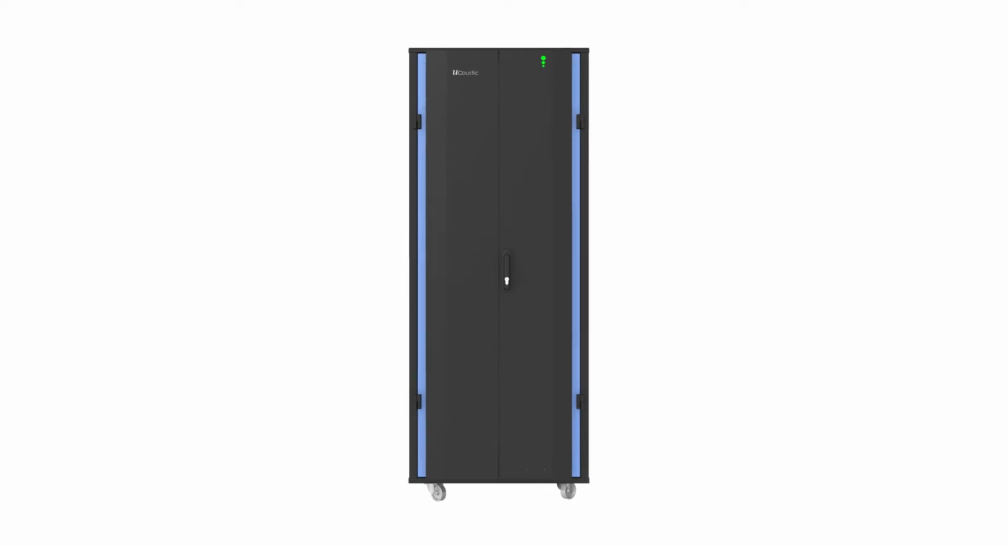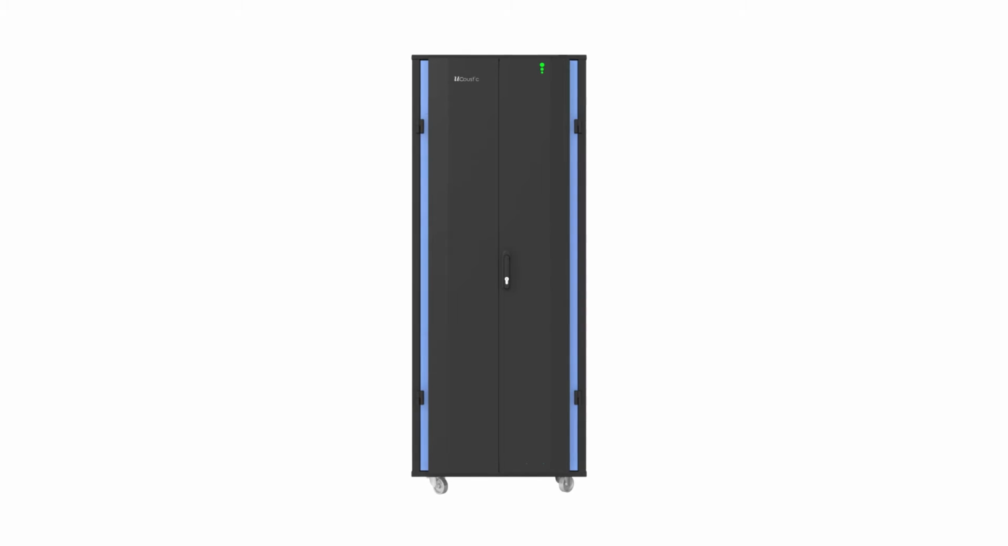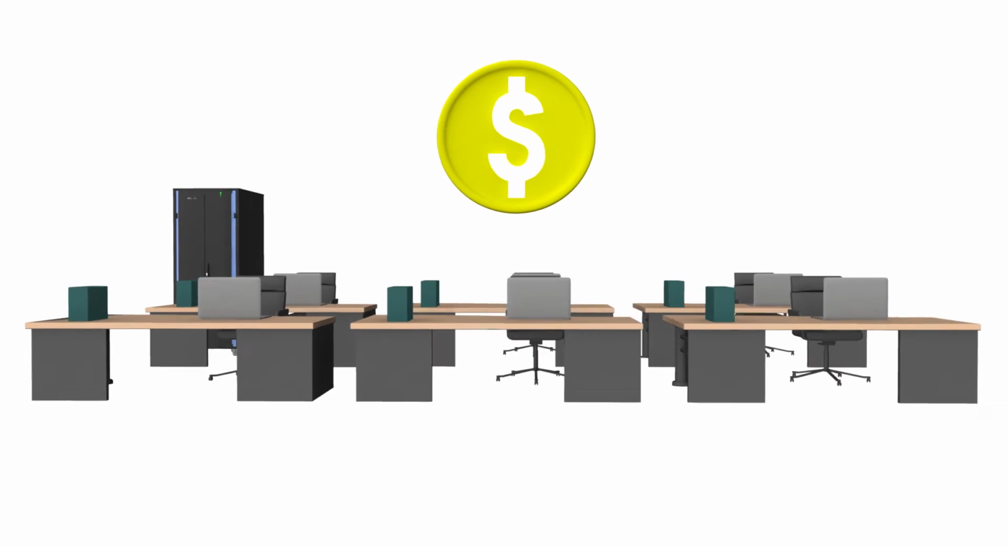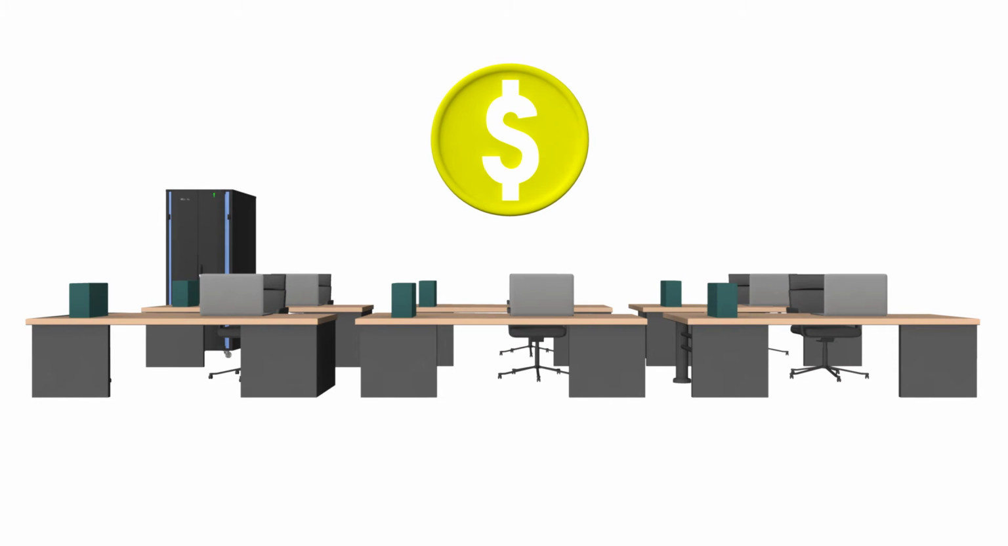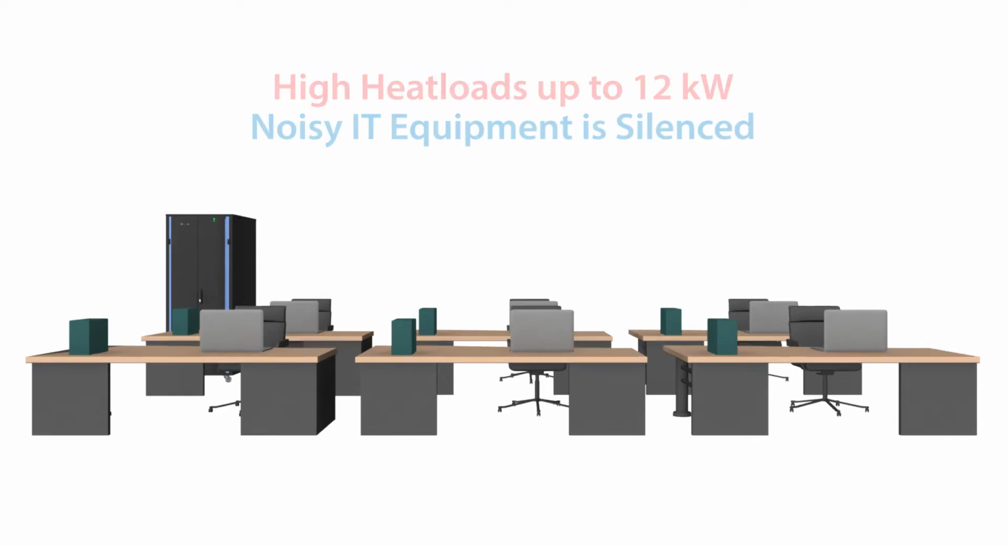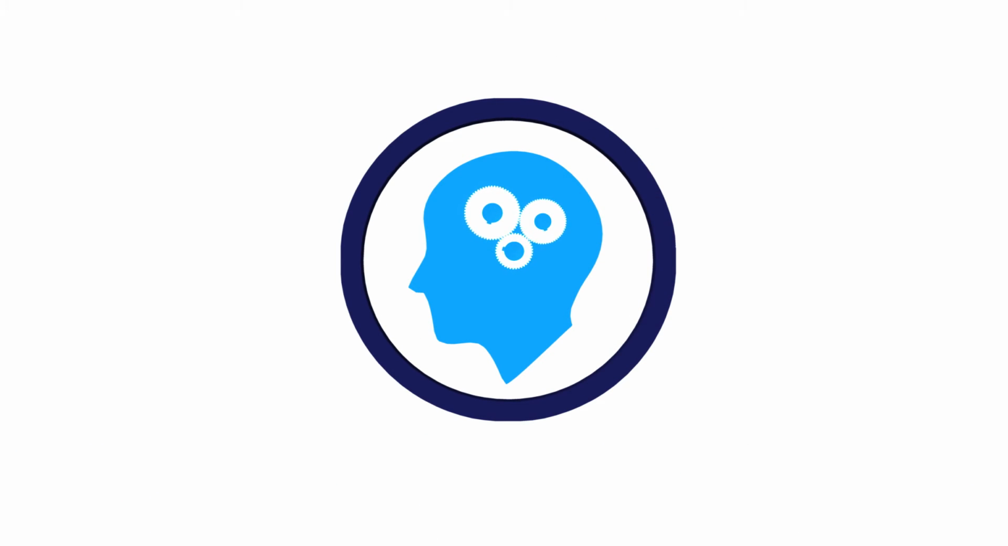That's where the UCoustic Edge 9210i comes in, to solve all the problems in one fell swoop. Enabling IT infrastructure to be incorporated into existing furnished offices is a much cheaper and easier alternative, without noise or heat from the cabinet being an issue. In fact, the solution is so advanced it can handle high heat loads of up to 12 kilowatts and noisy IT equipment is silenced.